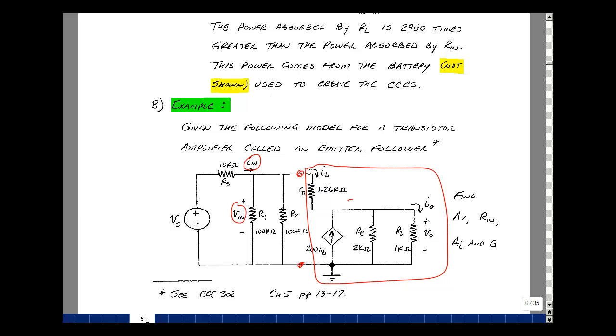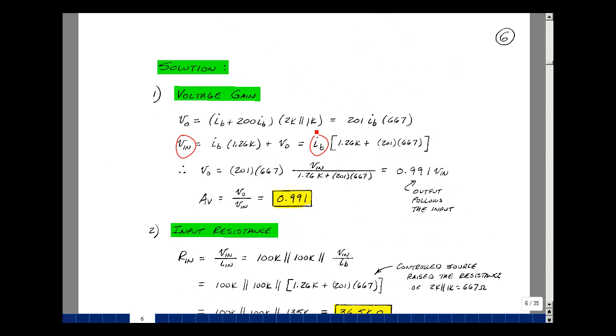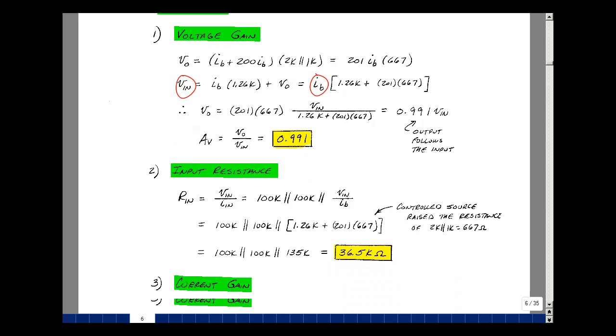That's on the next page. V in terms of I sub B. So I have 100K in parallel with 100K, and then I've got 1.26K plus 201 times 667. That's about 135K, and the parallel combination here would be 50, so we're a little smaller than 50, so 36.5K. What's interesting here is the controlled source in our problem has taken this 1K and 2K in parallel, making it look like it's 201 times bigger. A controlled source is not a resistance, it's simply a relationship between voltage and current.